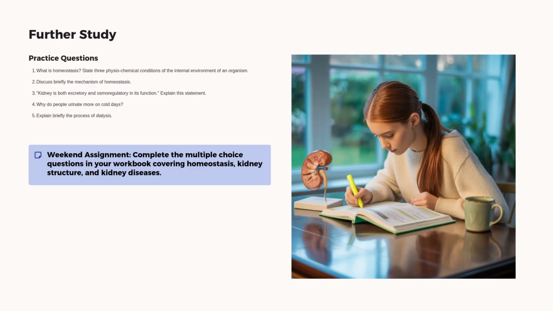Weekend assignment. Complete the multiple choice questions in your workbook covering homeostasis, kidney structure, and kidney diseases.